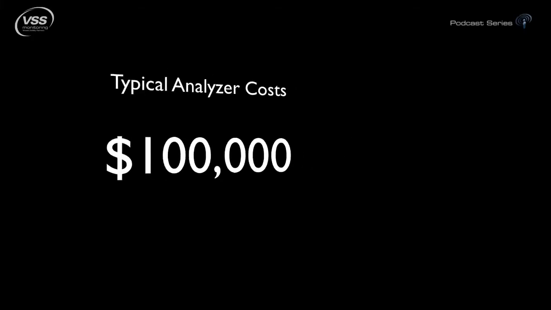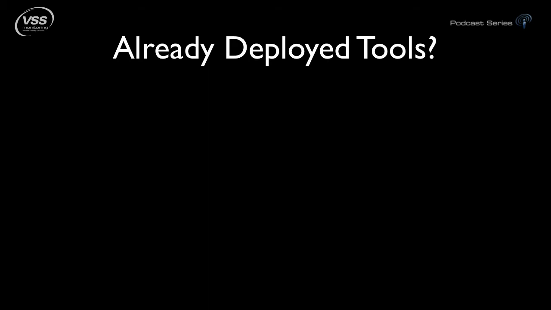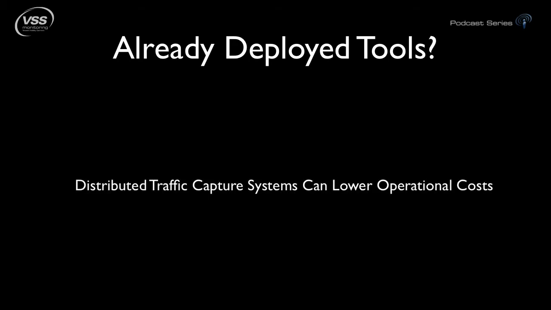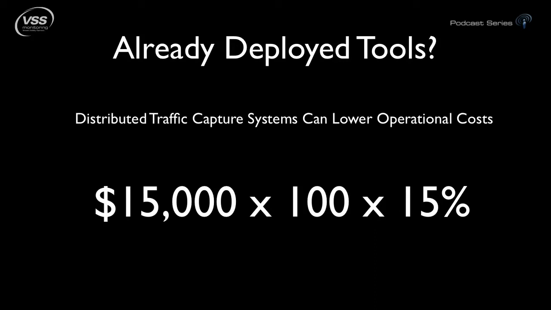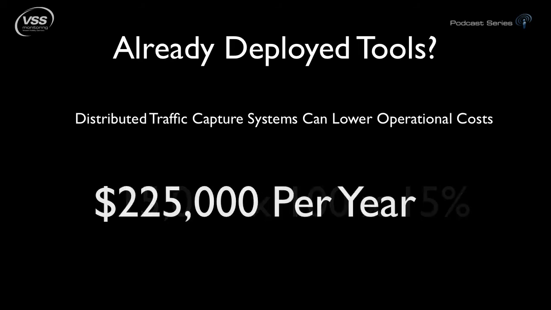What if you've already deployed tools? Distributed traffic capture systems can lower these operational costs. Let's take a simple example here. If we take the lowest cost probe at $15,000 and take a medium-sized enterprise with approximately 100 sites, and we take in a very, very low cost of maintenance, approximately 15%, with the industry averaging between 15 and 25%. That gives us about $225,000 per year savings that VSS distributed traffic capture systems will bring.